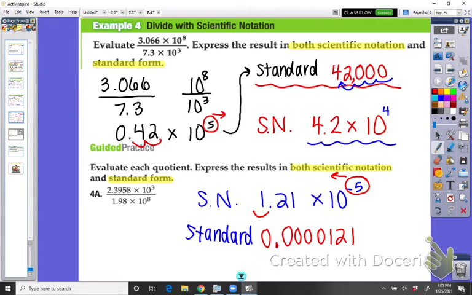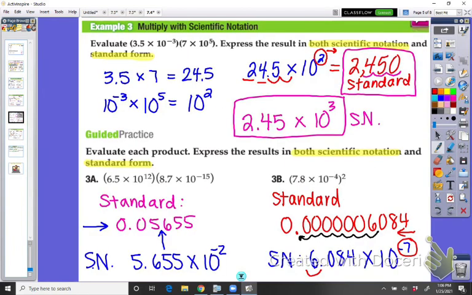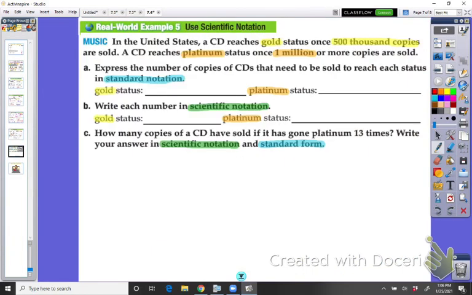So your assignment's going to be in Delta Math. You'll have to go back and forth between scientific and standard. And then you'll have ones that either want the product or the quotient. So remember, quotient means division. Product means multiplication. So know which operation you need to do.